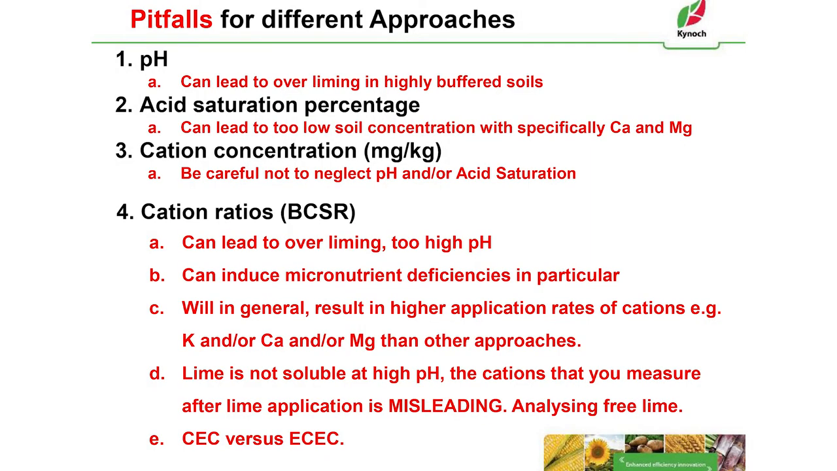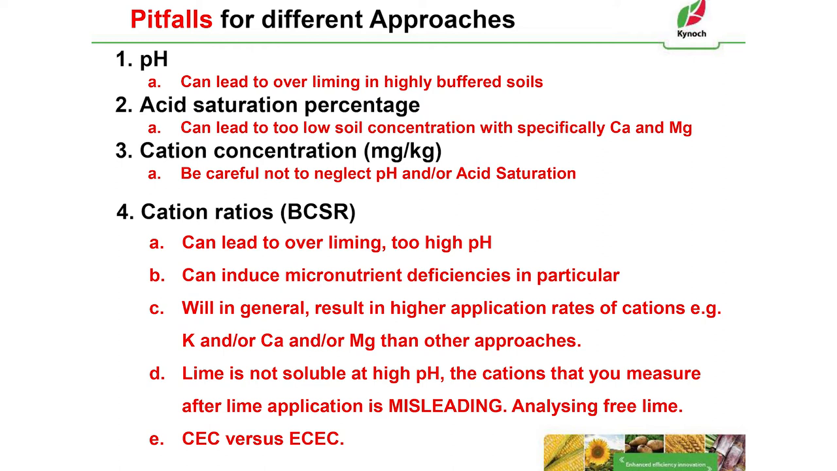Acid sat percentage, the pitfall there, it can lead to low soil concentrations, specifically calcium and magnesium. So what normally happens there, and we see it, is that they concentrate so much on the acid saturation part that they forget about the calcium and the magnesium in the soil as a nutrient. So that happens, and it happened in the past. The next one, the cation concentration. If you use that approach, be careful not to neglect pH and or acid sat. You cannot only look at the concentration in the soil of the calcium and magnesium. You must also take the pH and the acid saturation into account.